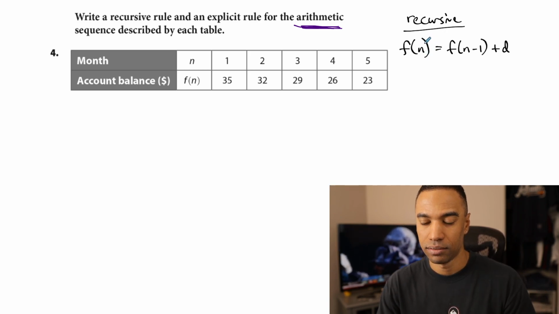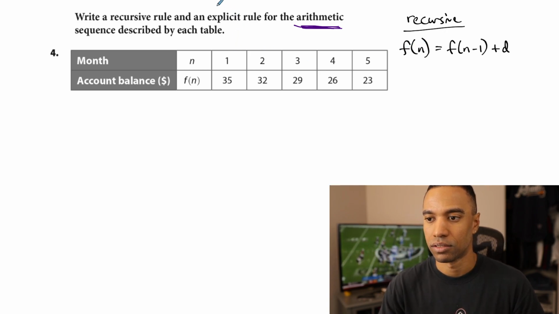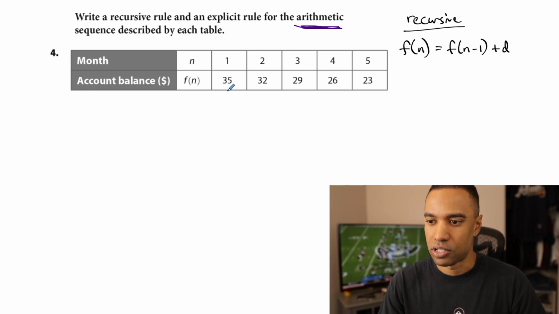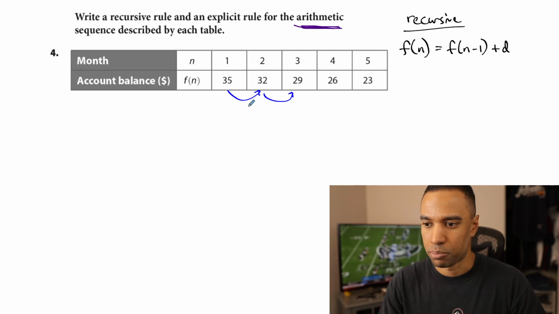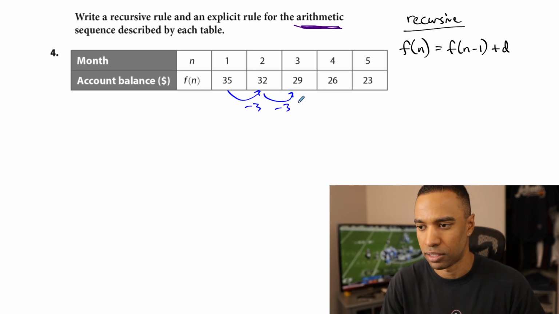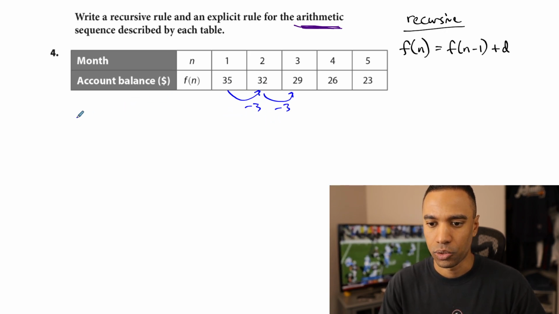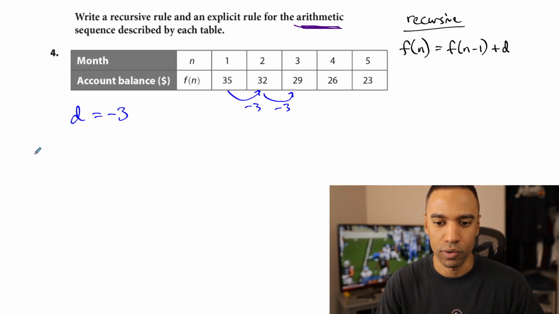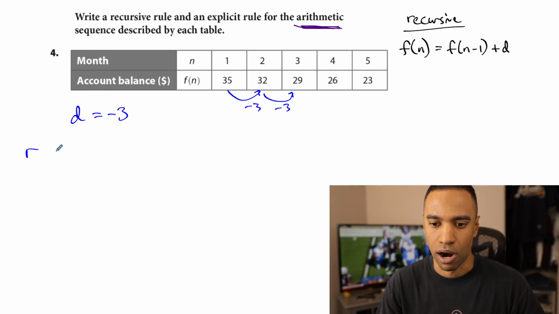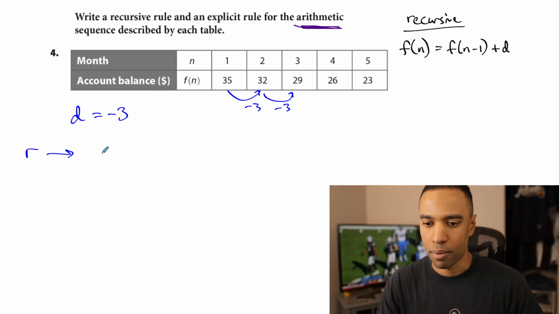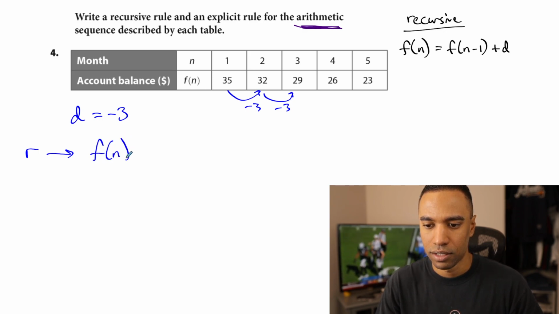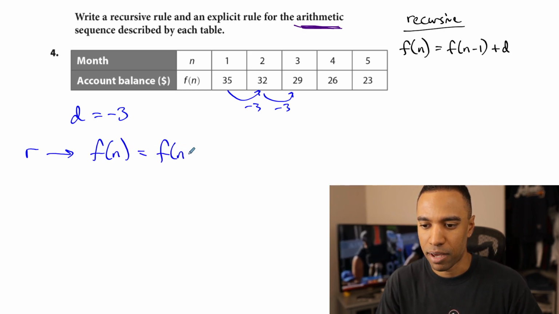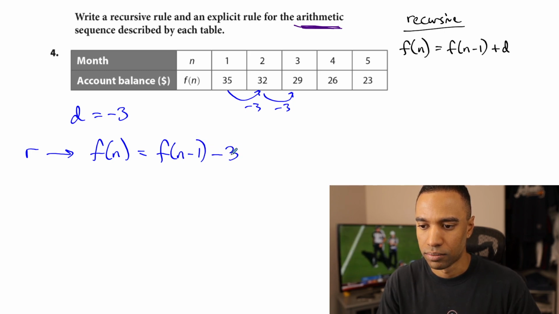Really what I just need to find out is what d is. Okay, so my common difference here looks like 3 is being subtracted each time. And I'm just going to use 2 to confirm it right now. They said it's arithmetic. Let's trust it. Minus 3. So my common difference here is negative 3. So I use that to make my recursive equation. I'll just call it r. For the recursive form, it's going to look like f of n equals f of n minus 1 minus 3.